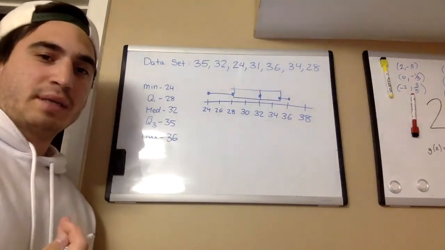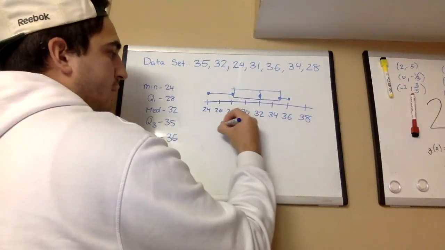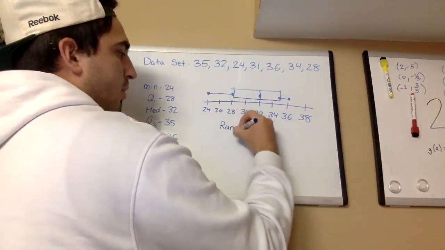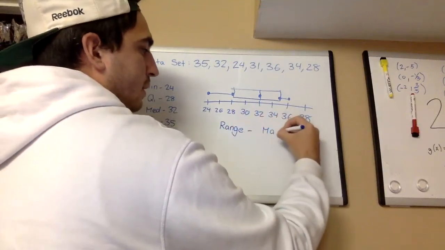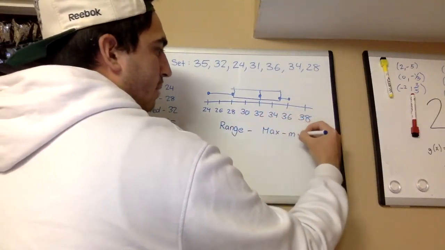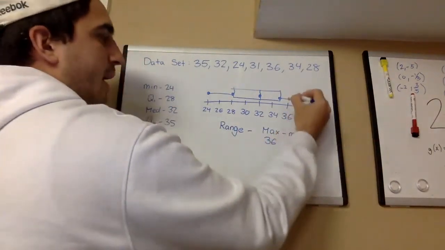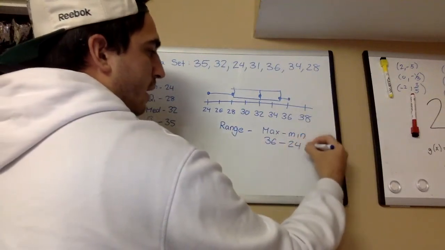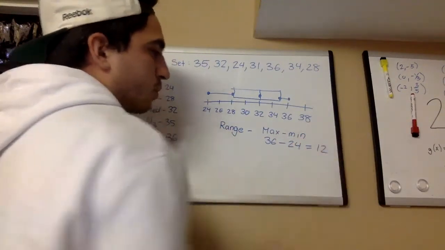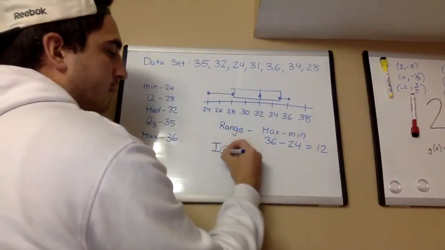But there's other things that you need to know too. Something that the homework might ask you is to find the range. So in order to find the range of this box plot, you need to do max minus minimum, which in this case is 36 because that's my max, minus my minimum, which is 24, and your range should be 12.